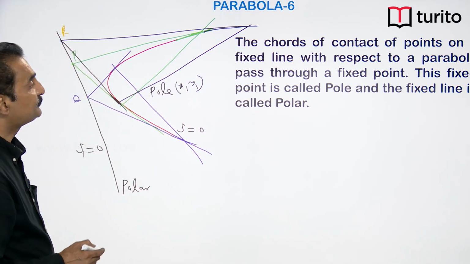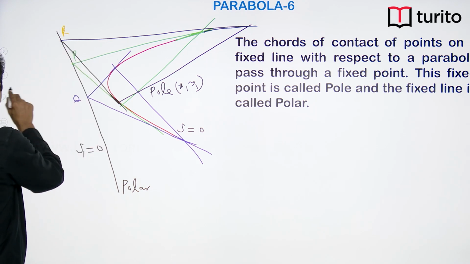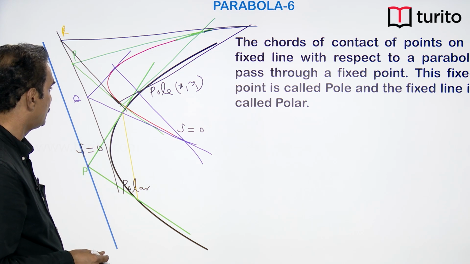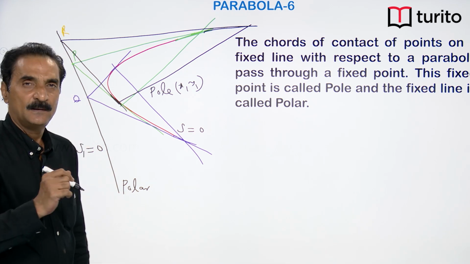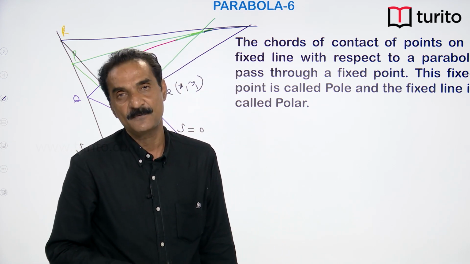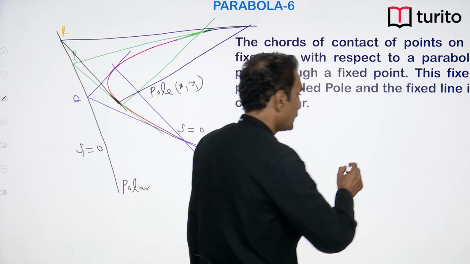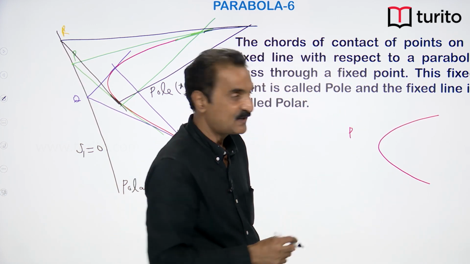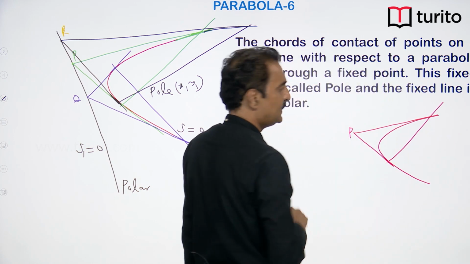Now, so I hope you have understood the concept of pole and polar, but earlier we have studied that equation of the tangent at x1, y1 is S1 = 0, equation of the chord of contact is S1 = 0, but equation of the polar is also S1 = 0. So, what can you understand from all these points? If the pole P is outside, then polar is nothing but chord of contact of P. This is the polar of P.